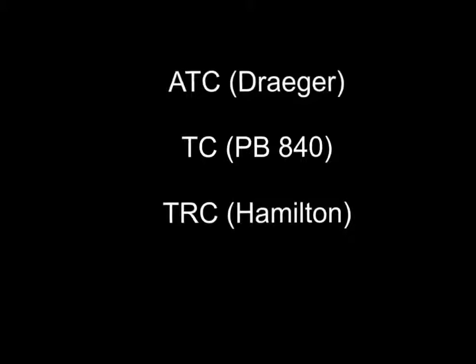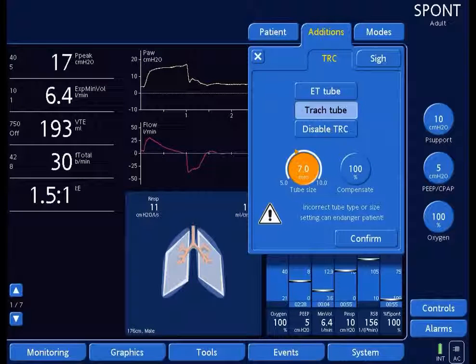Automatic tube compensation, also known as ATC in Draeger ventilators, TC, or tubing compensation on the PB840, or TRC, tube resistance compensation on Hamilton ventilators. Now this is a ventilator screenshot of a Hamilton G5 ventilator, and it shows the automatic tube compensation feature, or as I stated before, it's called TRC.